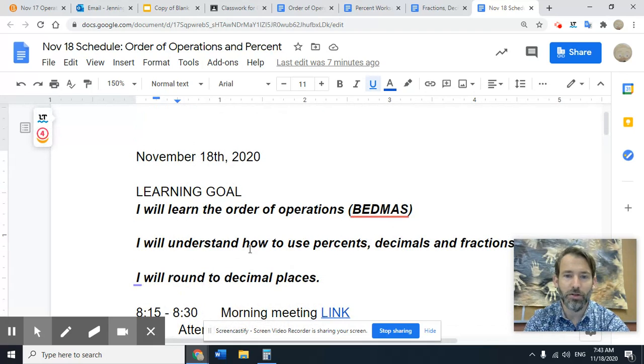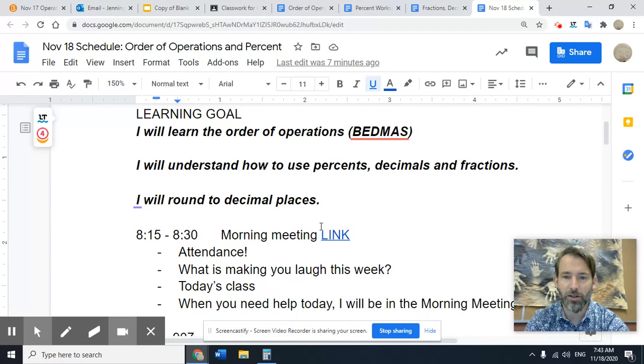You will also understand how to use percents, decimals, and fractions, and we will take a look in several lessons when we use all three.